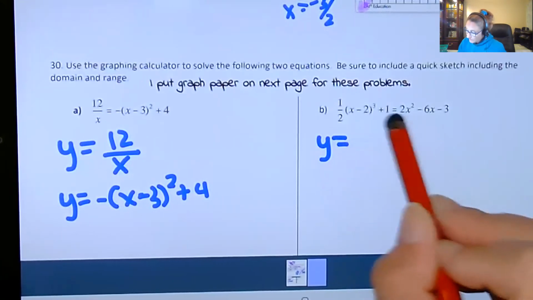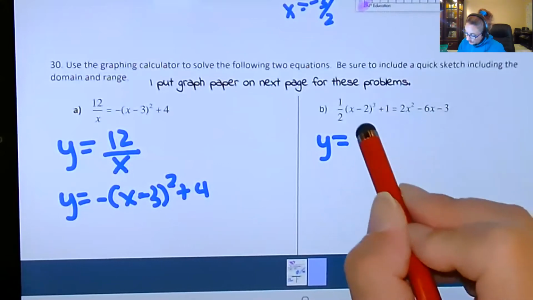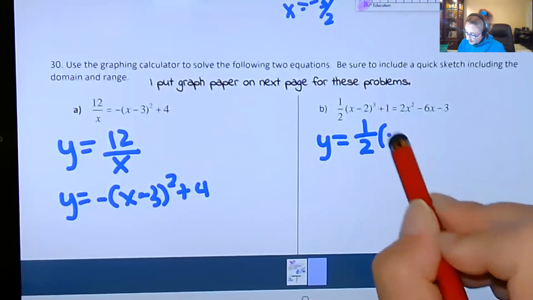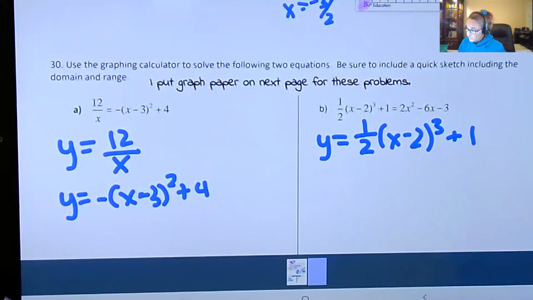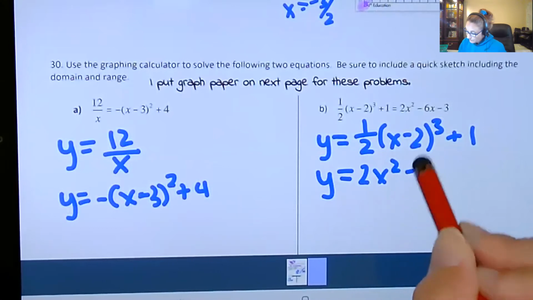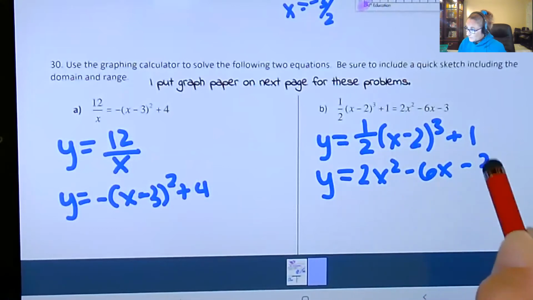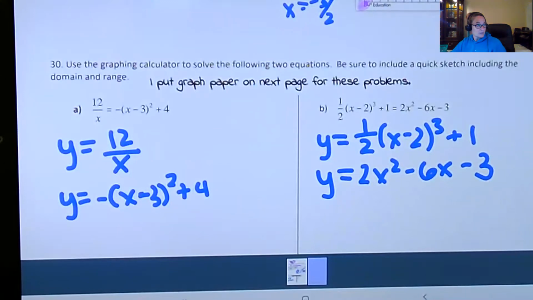So here we have a cubic and a quadratic. We're going to have y equals 1/2 (x minus 2) cubed plus 1. That's one graph we're going to graph. And the other one is going to be 2x squared minus 6x minus 3. And we're going to be putting this into Desmos and graphing these.